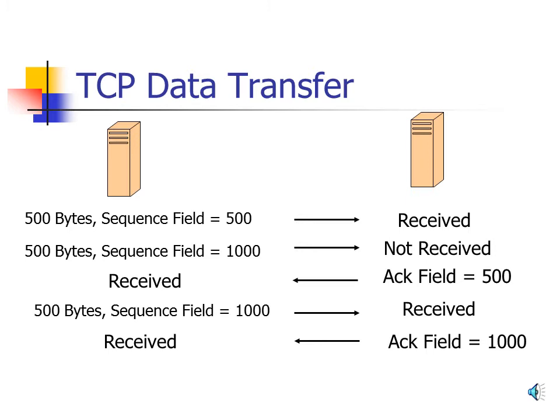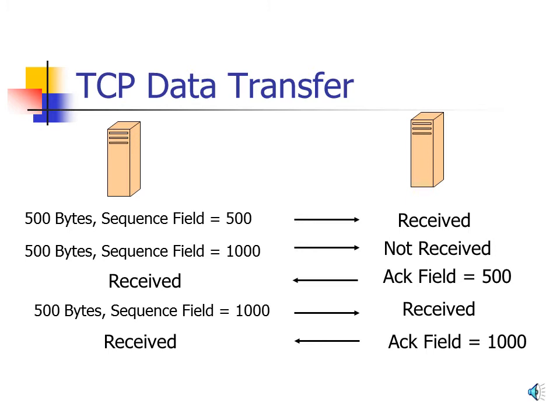Now in the third step, the receiving station will say, gee, I've received one packet. That packet had the sequence field set to 500. I received 500 bytes. I will send a TCP acknowledgement to the sending station, an ACK, and I'm going to set the ACK field equal to the sequence field I received, which is 500 bytes, because I've just received one packet.